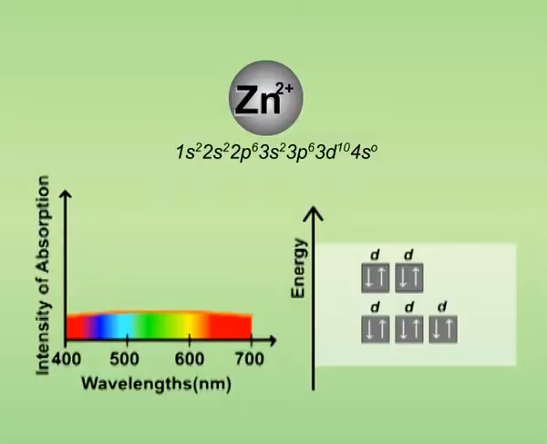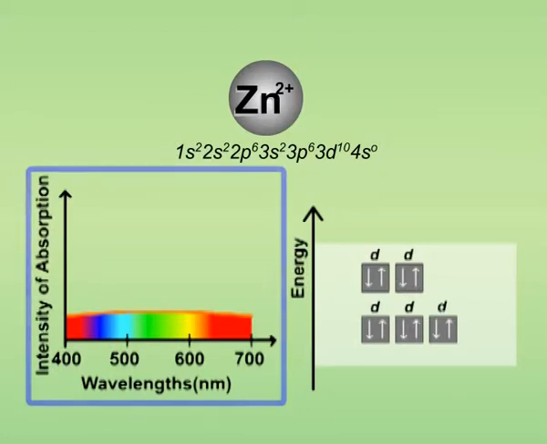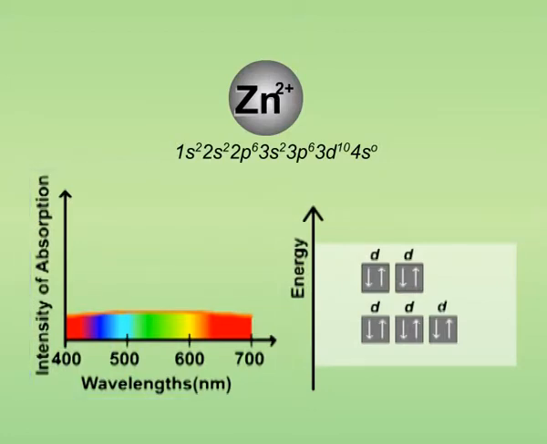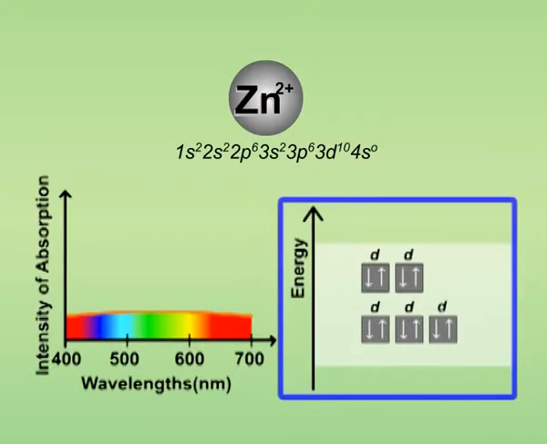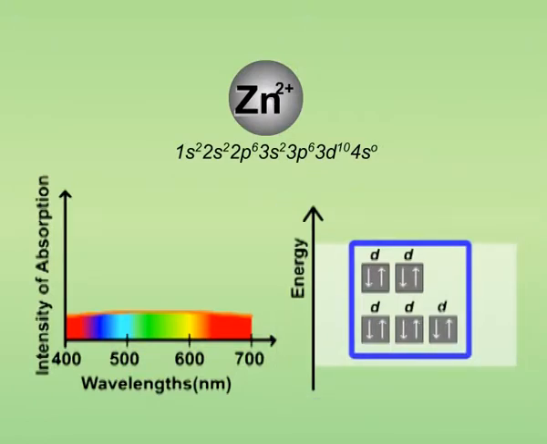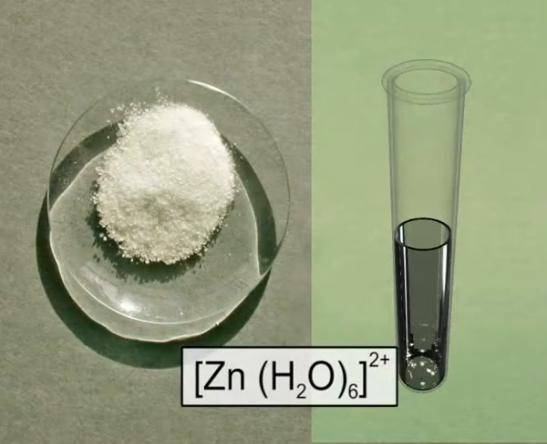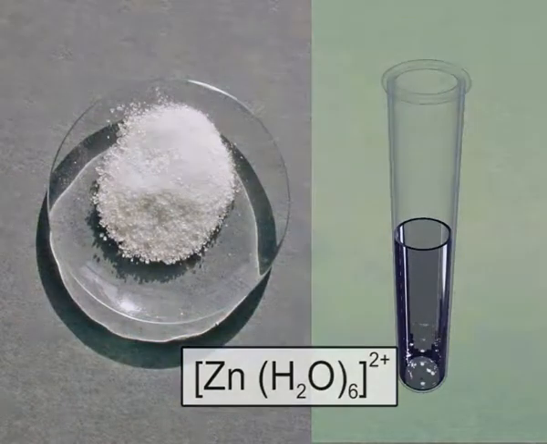For Zn2+ ion, intensity of absorption is plotted against wavelength in nanometer. Wavelength in nanometer is shown here along the x-axis. Intensity of absorption is shown here along the y-axis. Energy level diagram is also shown here. All d orbitals shown are completely filled. Thus, [Zn(H2O)6]2+ shown here is colorless.